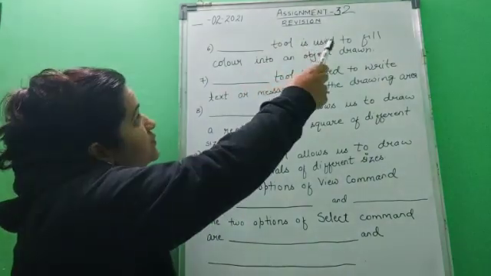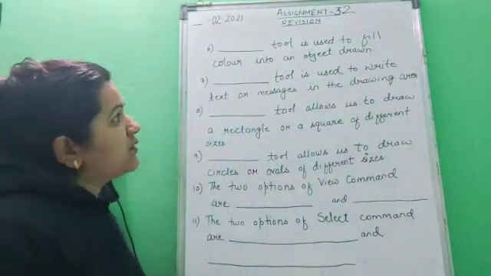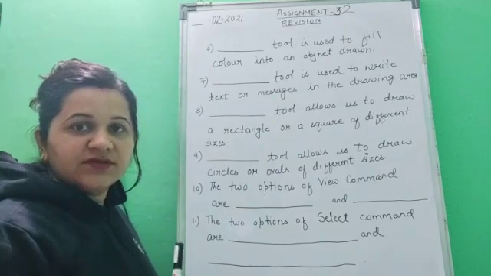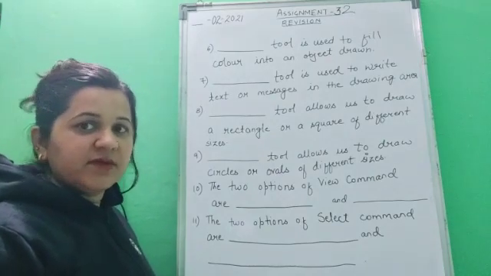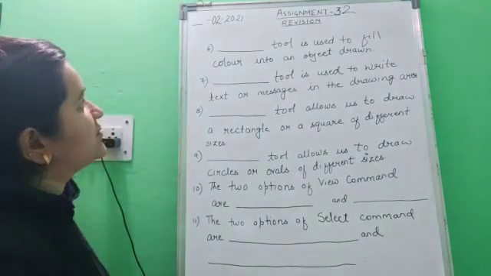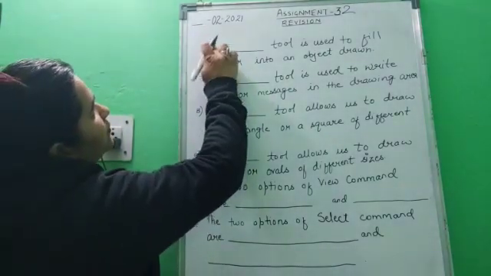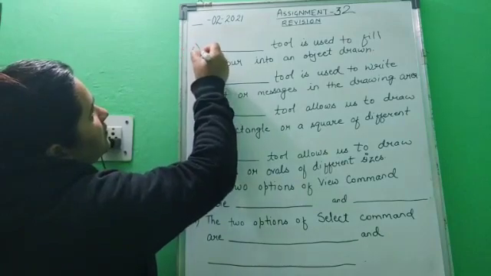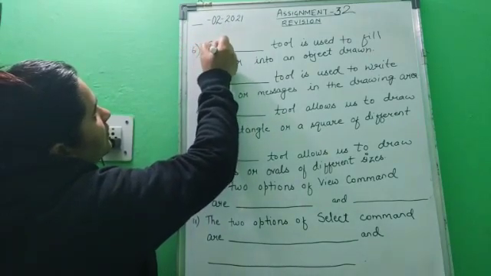Now 6th point. The tool is used to fill color into an object drawn. Now this is from chapter Paint, Fun with Paint. So which tool is used to fill color into an object? Yes children, fill with color tool. Which tool?